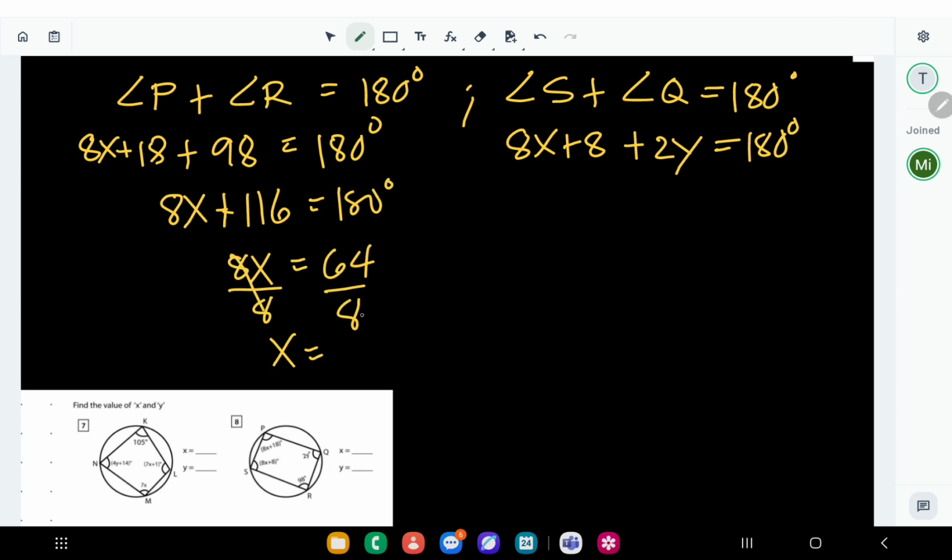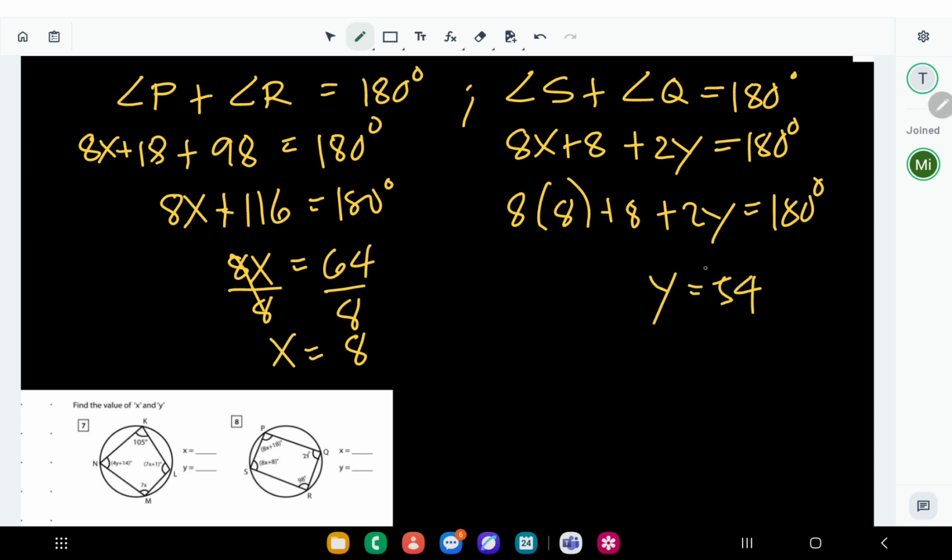Yeah, so x is equal to 8. How about the other one? Y. 54? Okay. So that is, let me check, 64 plus 8, then 180 minus that, divide by 2. Yes, you're right. Y is 54. Okay, you did it correctly.